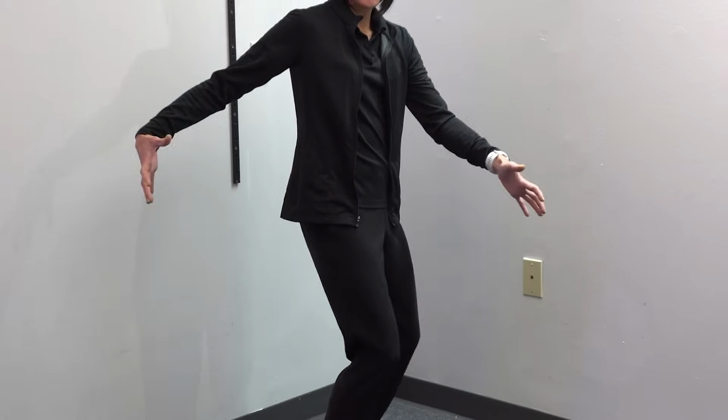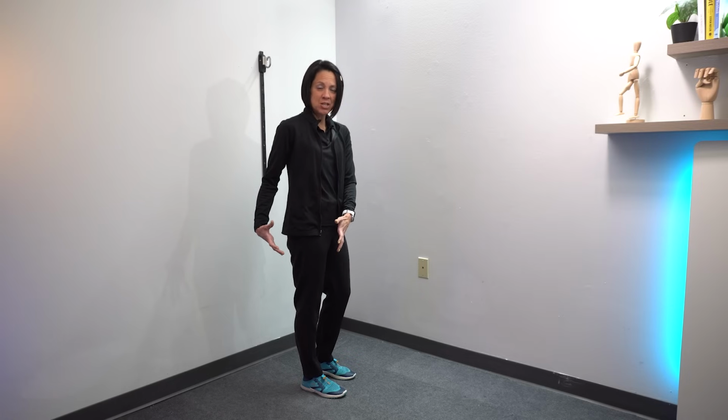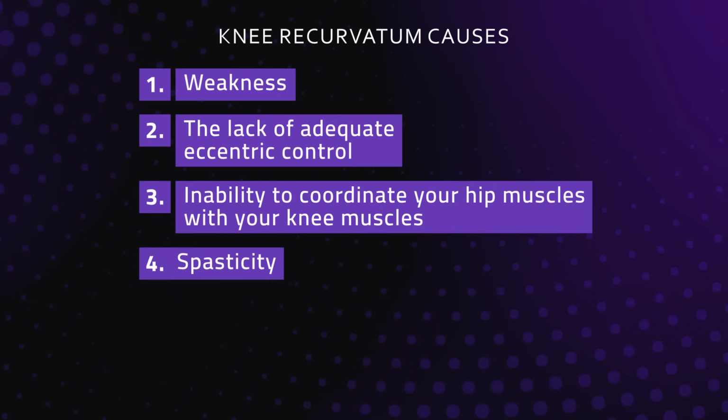I like to call that coordinated hip and knee extension. Some of you just can't coordinate the two together. That's just a timing issue, and it just requires practice, and we'll go into that when we get to the exercises. And then for others of you, it's spasticity.